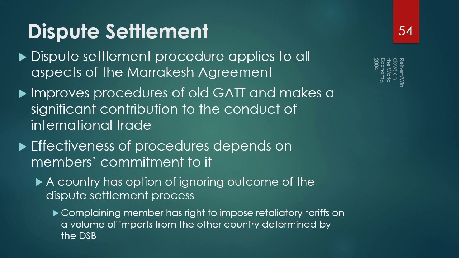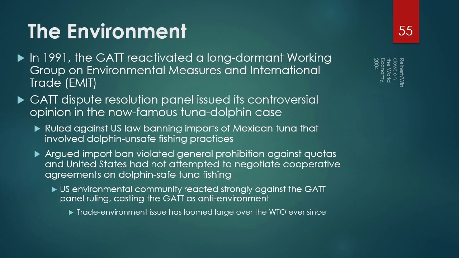Now, when we're looking at the environment and GATT, or the WTO, in 1991, the GATT reactivated a working group on environmental measures and international trade called EMIT. GATT Dispute Resolution Panel issued its controversial opinion in the now famous tuna dolphin case. It ruled against U.S. law barring imports of Mexican tuna that involved dolphin unsafe fishing practices. It was argued that the import ban violated the general prohibition against quotas, and the United States had not attempted to negotiate cooperative agreements on a dolphin-safe tuna fishing program.